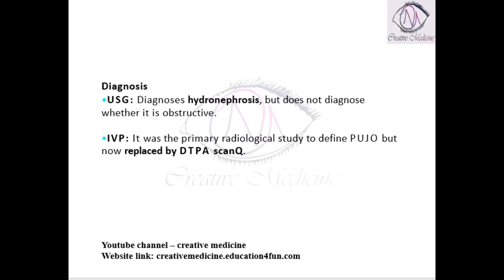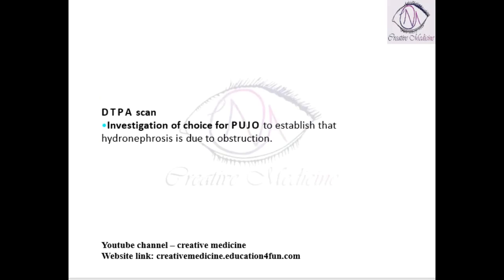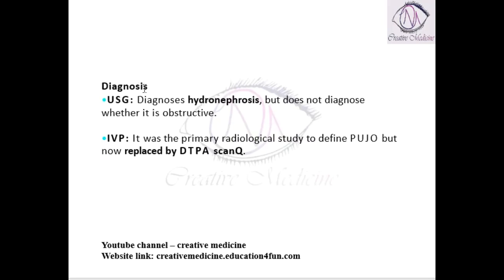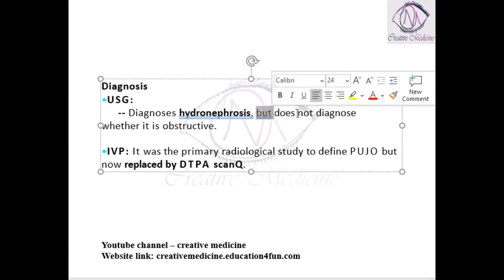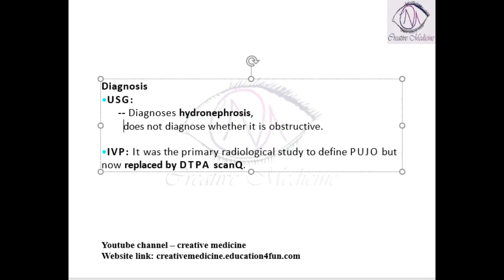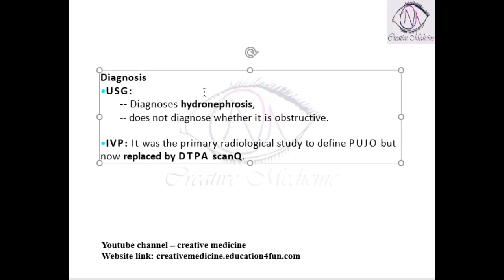Once you suspect pelvic junction obstruction, you will have to diagnose the case. The diagnosis is done by ultrasonography. In ultrasonography, hydronephrosis can be seen, but ultrasound does not diagnose the disease. The actual obstruction, where the obstruction is and what is obstructive, cannot be diagnosed by ultrasonography. It only diagnoses that there is hydronephrosis.